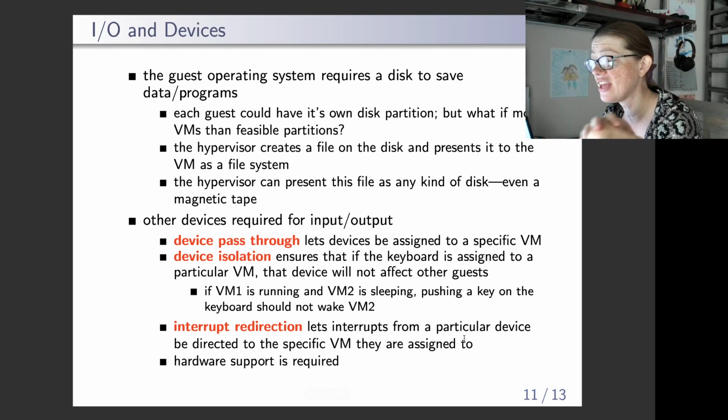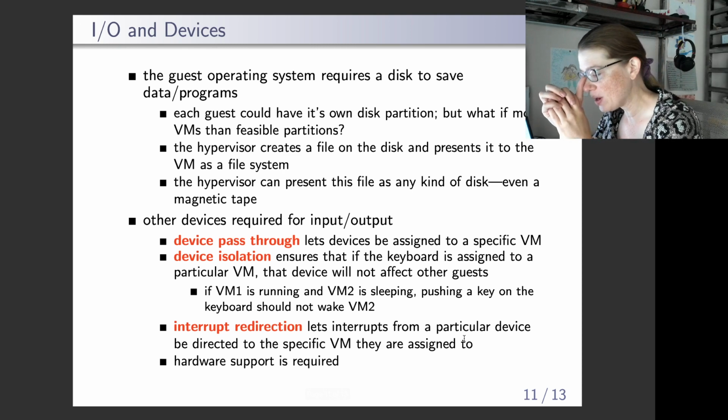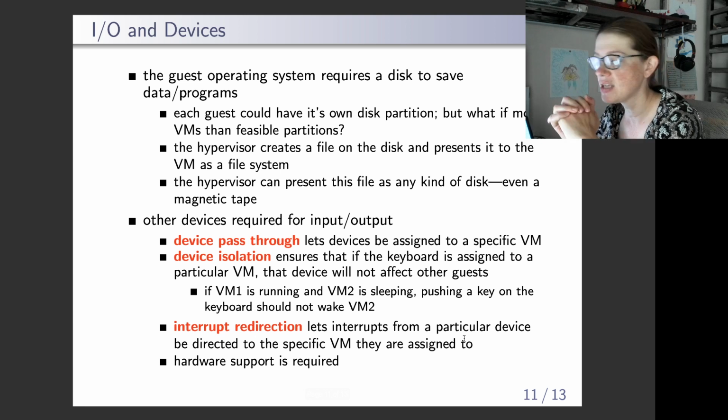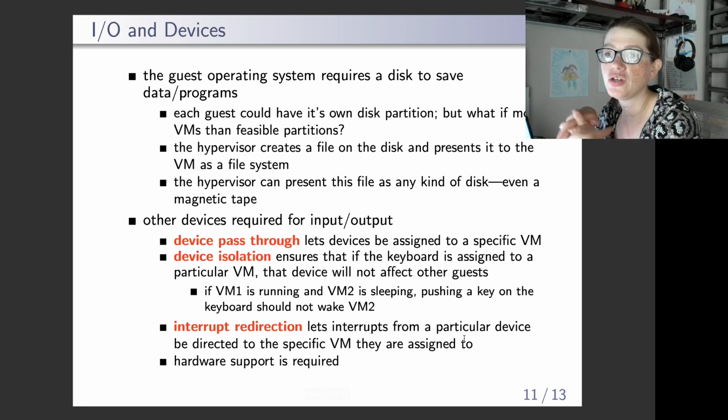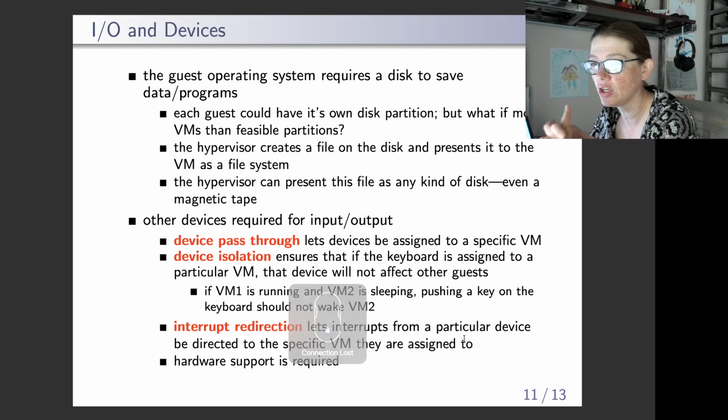But how do you actually handle things like keyboards? There are different approaches. There's this concept of device pass-through. We may want certain devices to only be attached to certain VMs. For example, maybe I have 2 keyboards plugged into my computer, and I want to make sure that keyboard 1 only goes to VM1 and keyboard 2 only goes to VM2. That's device pass-through. So we can map devices to particular VMs.